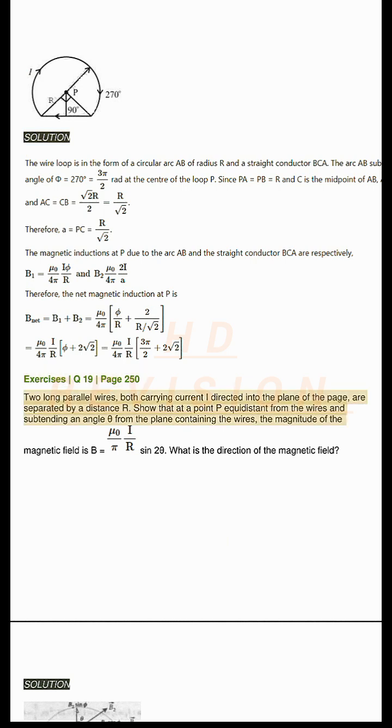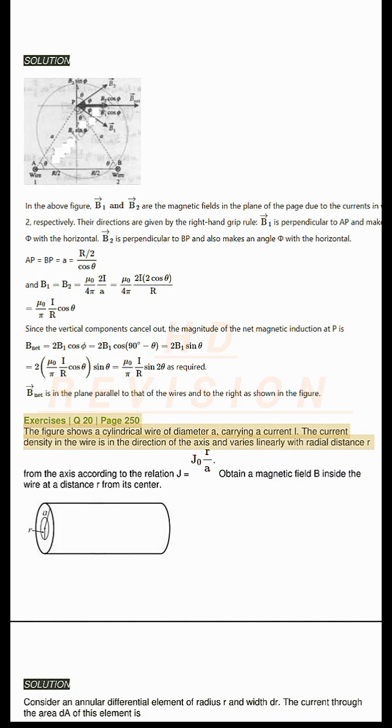Two long parallel wires, both carrying current I directed into the plane of the page, are separated by a distance r. Show that at a point P equidistant from the wires and subtending an angle theta from the plane containing the wires, the magnitude of the magnetic field is B equals sin 2 theta. What is the direction of the magnetic field? Solution. Exercises Q20, page 250.